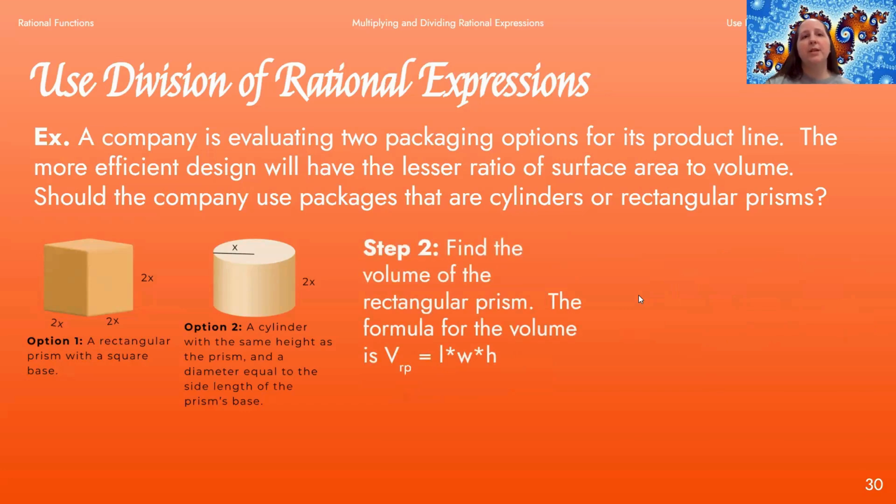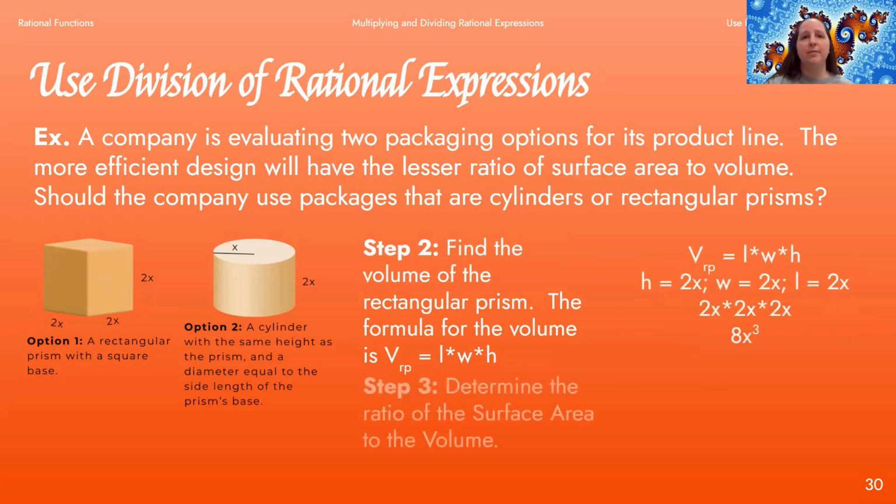I find the volume of the rectangular prism, which is length times width times height, which gives me 8x cubed. Then I can determine the ratio of the surface area to the volume, which is 24x squared divided by 8x cubed. Simplified, that gives me 3 divided by x.